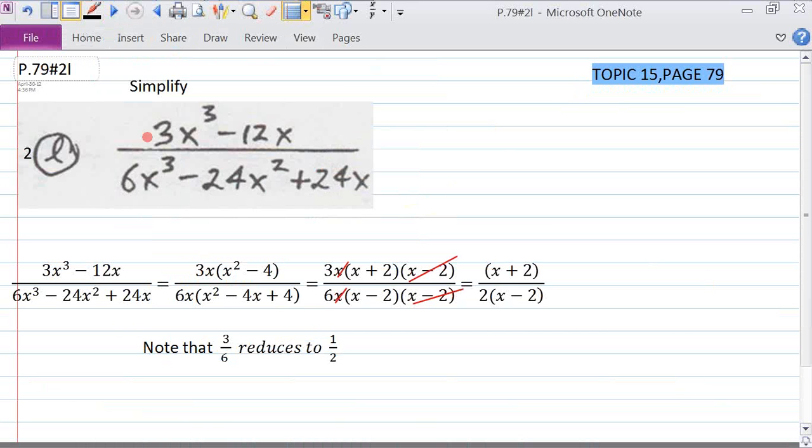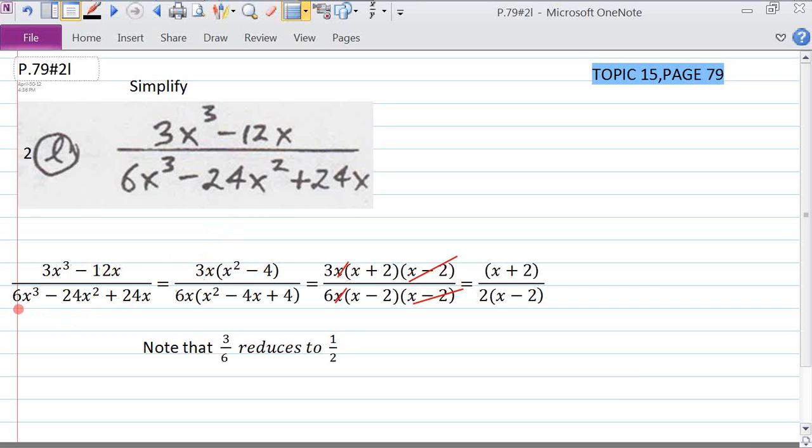Okay, now we're going to 2L. We want to simplify this problem. And I look at this and right away I can see that there's a possibility of factoring out numbers and variable terms here. So from the numerator, I can factor out 3x because the highest number that will go into both 3 and 12 is 3. Here I have x cubed, and here I have x to the power 1. I always choose the lower one. 3x times x squared gives me the 3x cubed. 3x times minus 4 gives me the minus 12x.